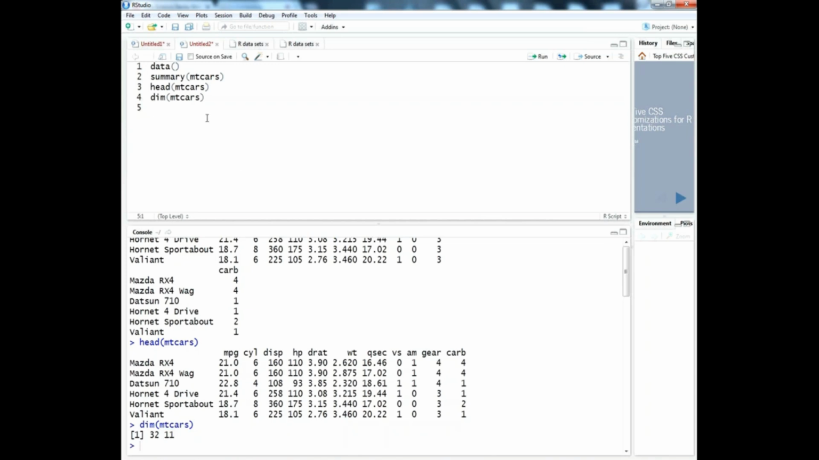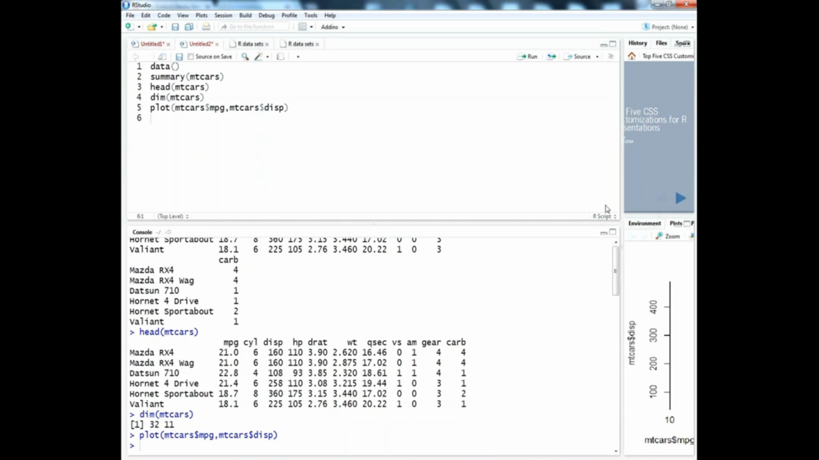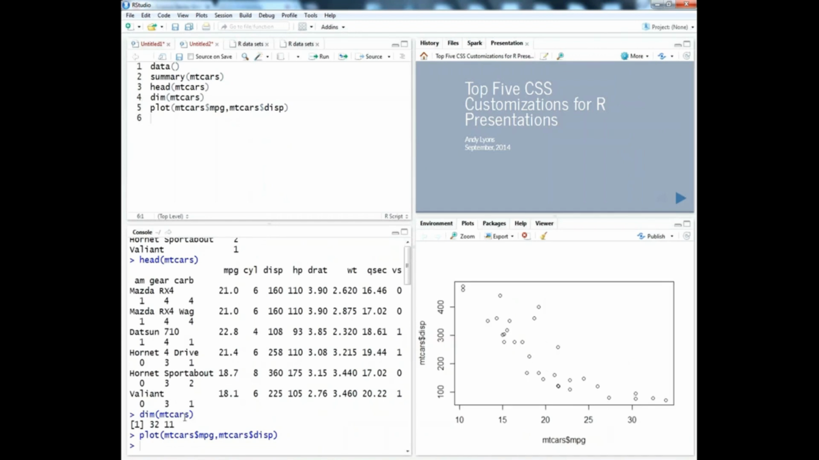And you can also visualize this data. For example, I want to check the relationship between mpg, miles per gallon, and displacement. So you can plot mtcars, simply providing the dollar symbol and the feature name, next the second feature name, for example, displacement. I want to get the relationship. Basically, each data point is showing the information between mpg and displacement.